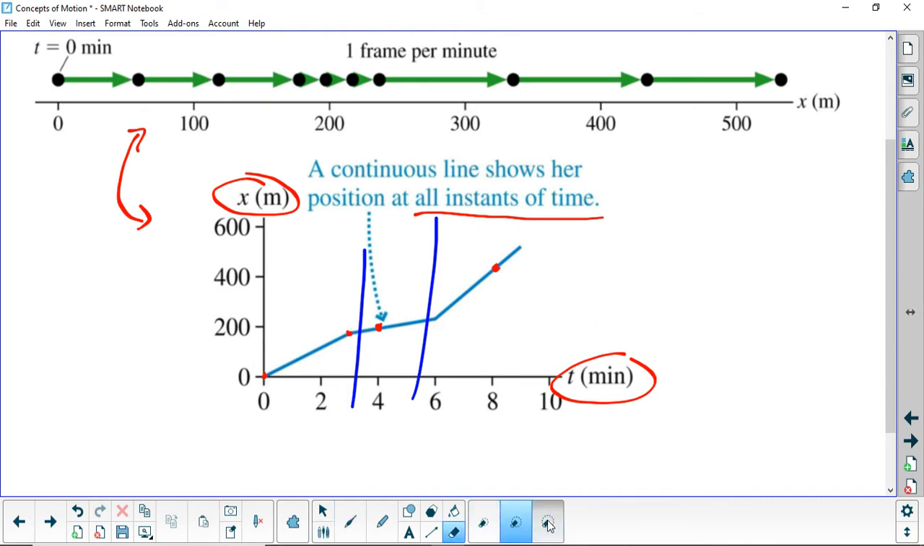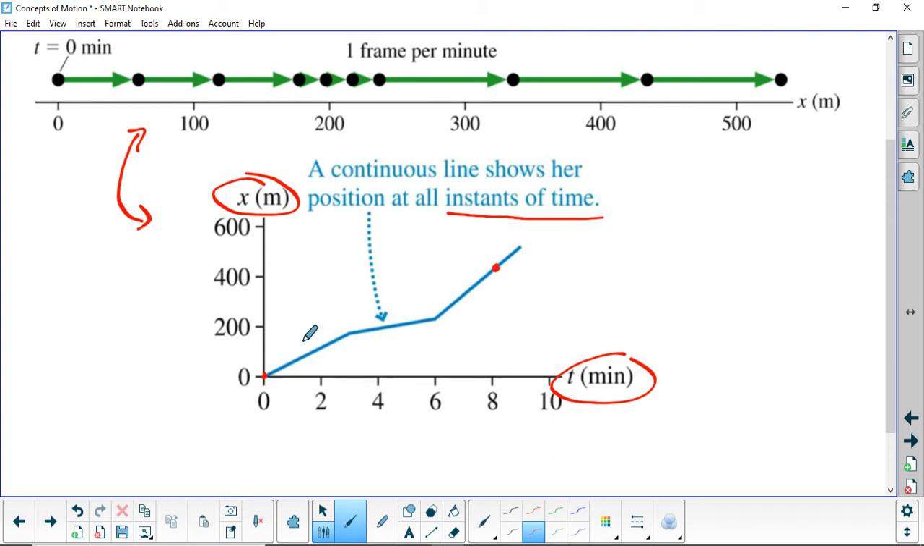If it doesn't pass the vertical line test, then it's not a motion diagram. At least it's not a motion diagram of a single object. You might have motion diagrams that have more than one object on the same diagram, and that's okay. They can overlap each other, but for that single object, you must only have one location at one time.